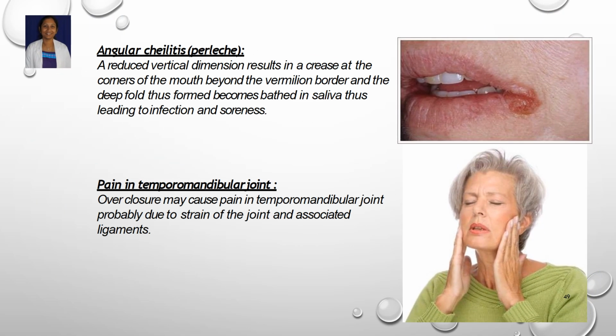Angular cheilitis is the most common symptom of a decreased vertical dimension. This is seen in the vermilion border of the lips. Here, the saliva gets accumulated in the folds, and this leads to infection and soreness in the folds. The patients will also complain of temporomandibular joint pain because of overclosure.